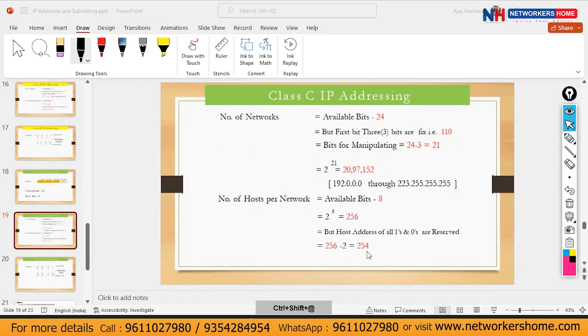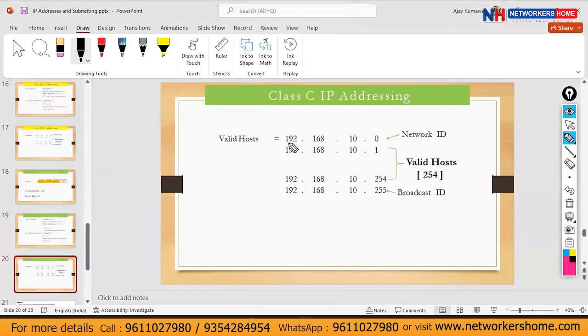Again, the address range we have: 3 octets are for network, so they will remain the same, and the host part will go from minimum till the maximum. The first address will be the network ID. The last address will be the broadcast address. And all the addresses in between will be your valid IPs. The valid IPs only you can assign to the nodes. So this is clear about class A, B, and C.